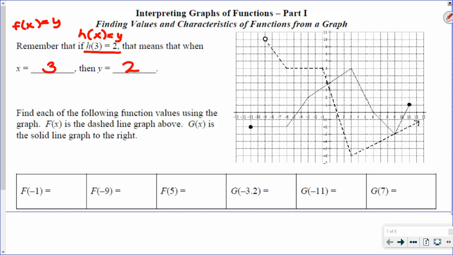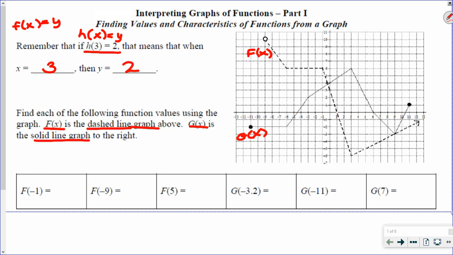All right, now we are given the graph of two different functions. So f of x is the dashed line graph, and g of x is the solid line graph. So you do have to kind of try to keep those two straight. And it might be helpful to label them on the coordinate plane. So up here we might say, okay, this is f of x, which is the dashed line graph, and this is g of x, which is the solid line graph.